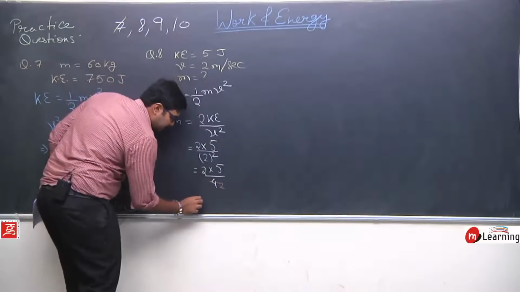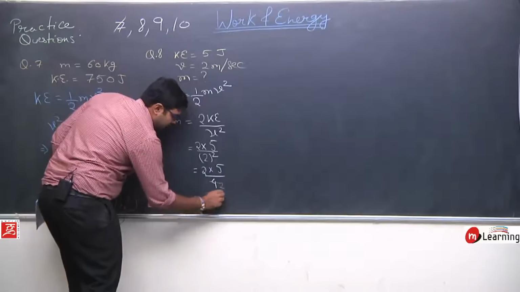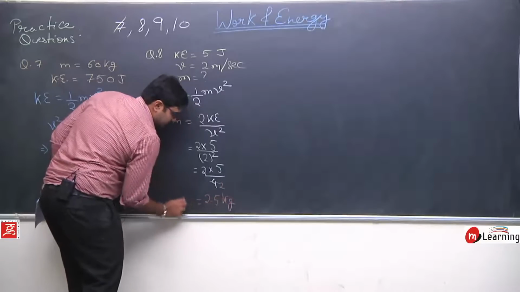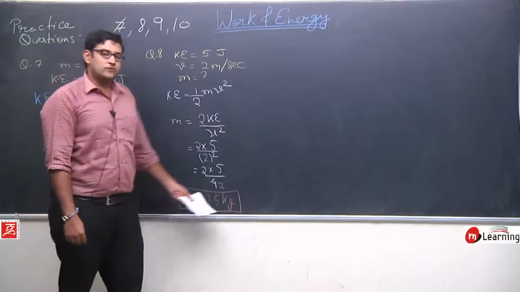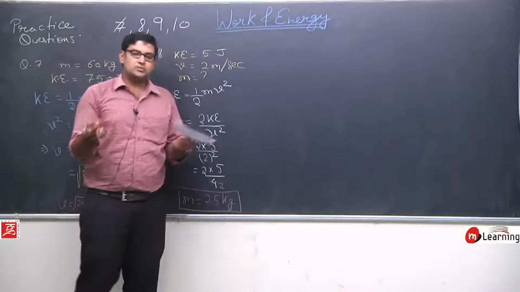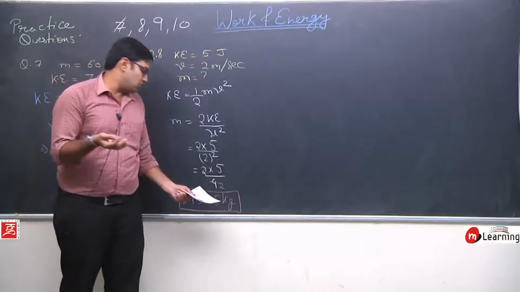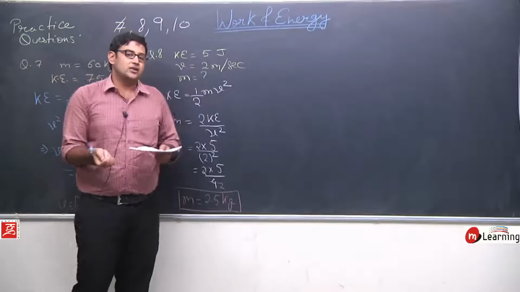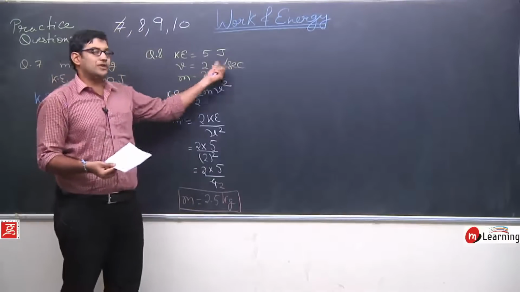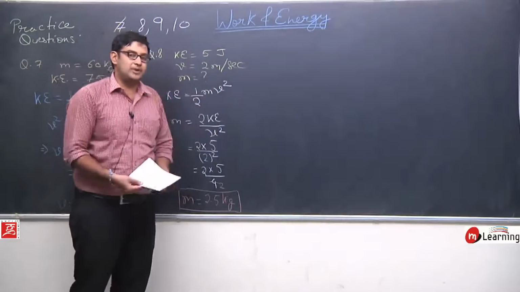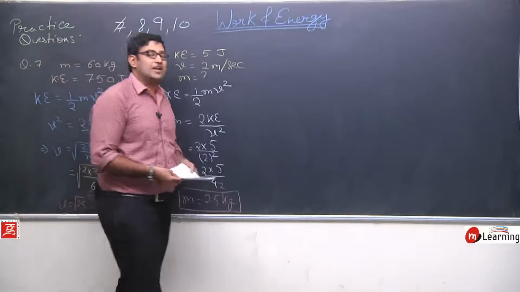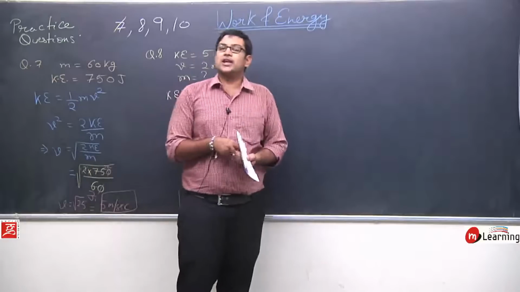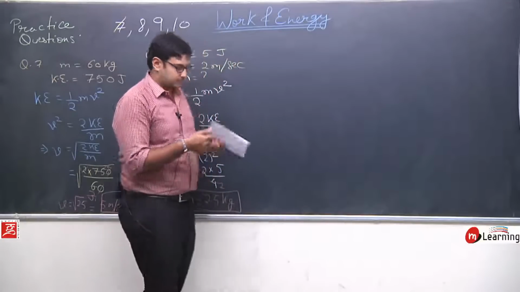So 5 by 2 means 2.5 kgs. So this comes out to be the mass of the person. So if it's like a baby, a small baby, if a baby of 2.5 kg weight runs or walks with the speed of 2 meters per second, then his kinetic energy would be 5 joules. So try to realize the kinetic energy.